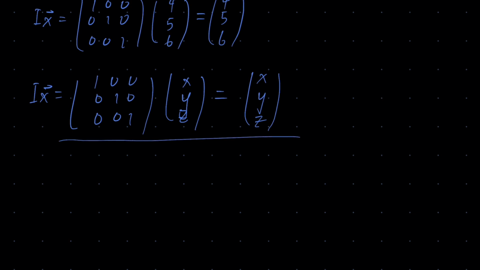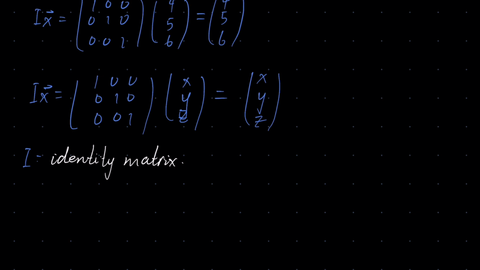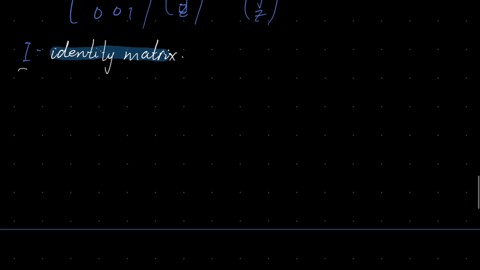Now, notice that I is kind of like the number 1 in normal arithmetic. We call it the identity matrix. And it's a very useful matrix that we'll see. It defines what an inverse of a matrix is, and it also exhibits this very nice identity property, which is very analogous to our algebra. Now, that's it for this video, and let's summarize what we've learned.